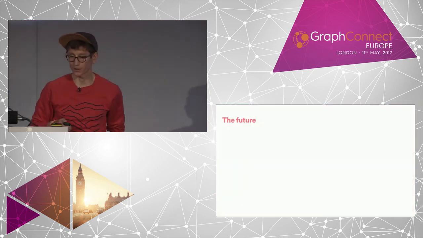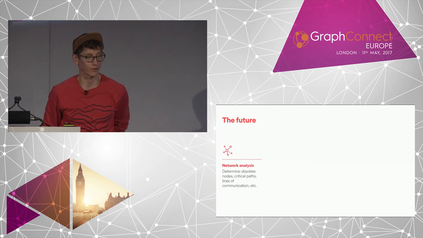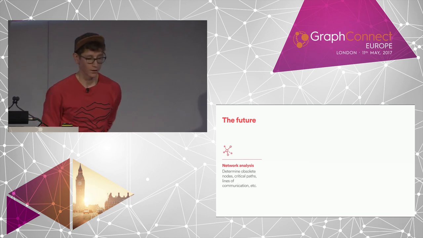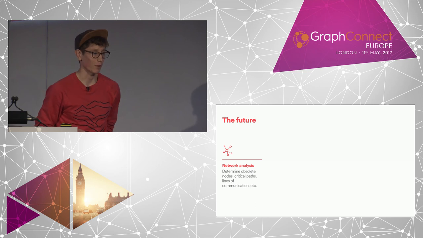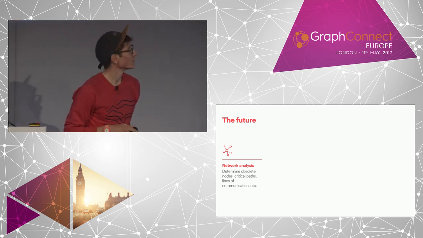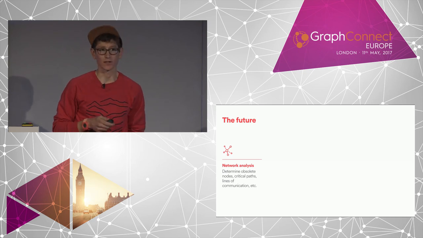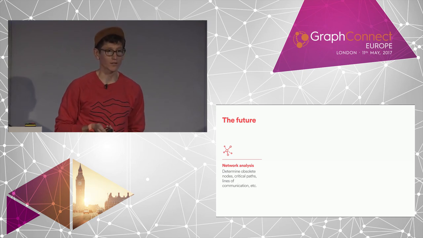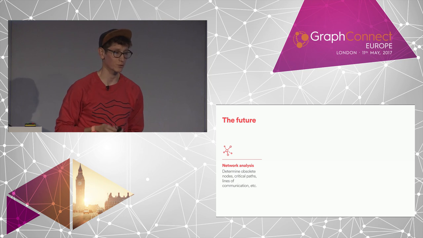So I'll wrap up with a couple of interesting future directions we're either thinking about or scheming. The first of these is a more proper network analysis. So determining obsolete nodes. In our case, this could be things like data tables that haven't been queried for a long time and are costing us thousands of dollars each month. Critical paths between different resources.